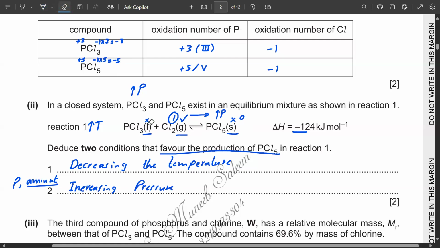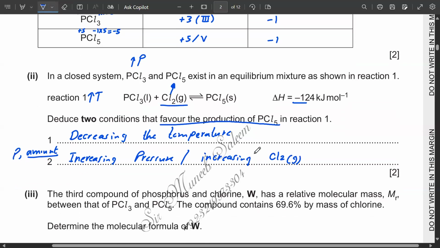In this case, we can see that we have chlorine gas over here. So if we increase the amount of the chlorine gas, it will definitely move towards the product side. So you can also include increasing Cl2 gas. That will also move toward the product side.